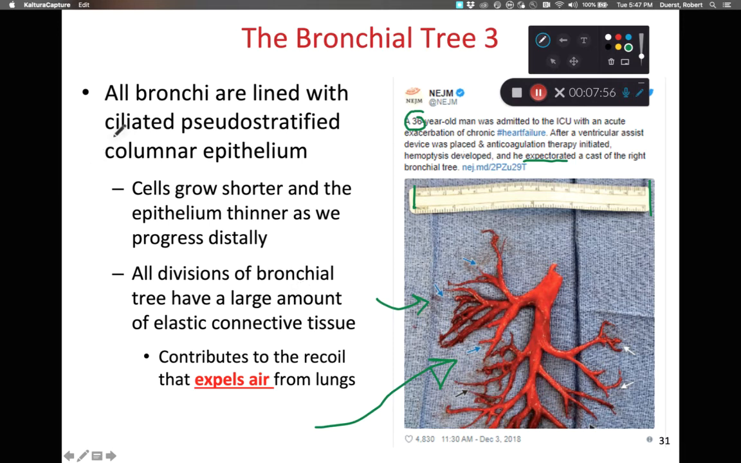This bronchial tree is going to have a pseudostratified ciliated columnar epithelium lining it. So we're still going to have a mucociliary escalator within our bronchial tree. However, the cells of this epithelium get shorter and shorter. They are slowly transitioning to a squamous epithelium, and the epithelium becomes thinner and thinner as we go farther and farther away from the primary bronchi, as we progress distally. And these divisions of the bronchial tree have lots of elastic tissue. This allows for us to cough and expel air from our lungs, or if we just go limp, we will passively expel air from our lungs.